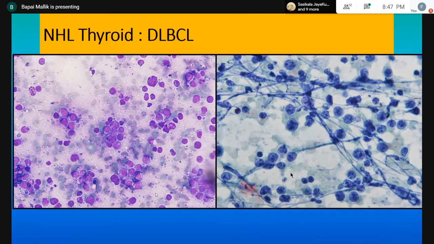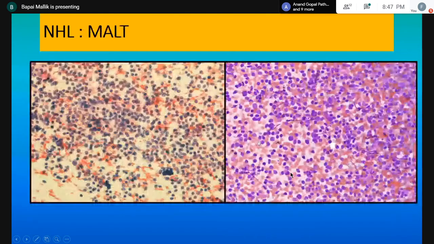Do not have any problem in calling this malignant, right? Look at these cells. This is a diffuse large B-cell lymphoma of the thyroid. Large cells, scant cytoplasm, lymphoid, and of course, very important, look at these structures: lymphoglandular bodies, right? When they are present, they are very helpful.